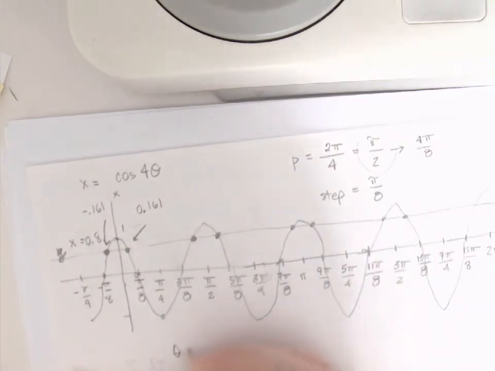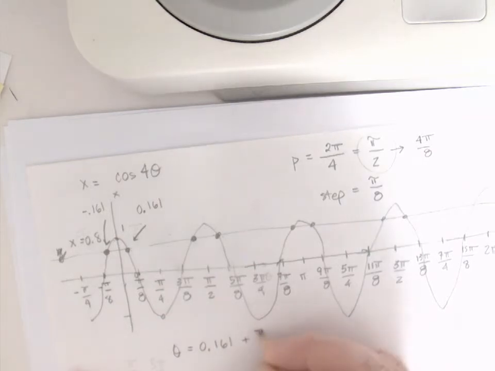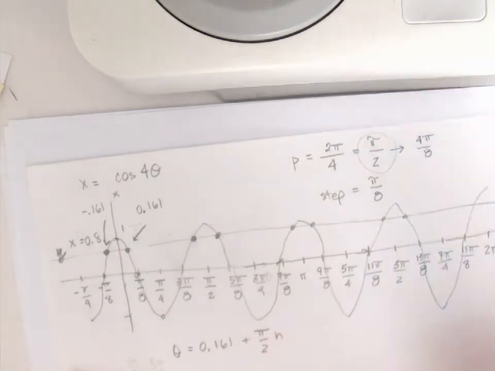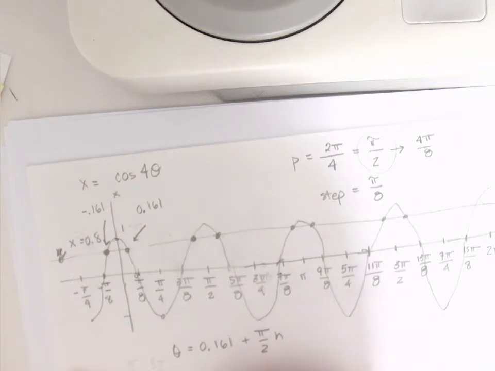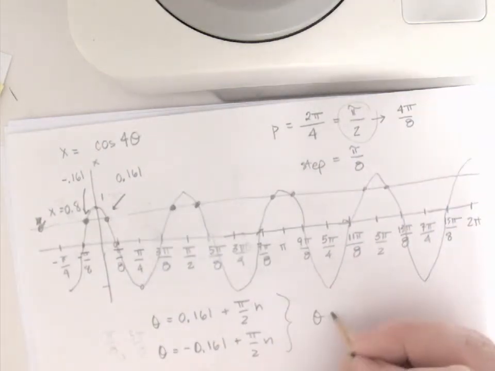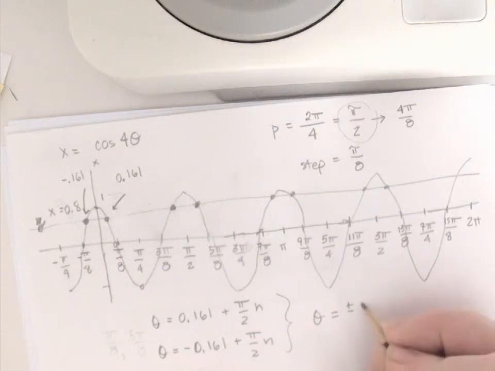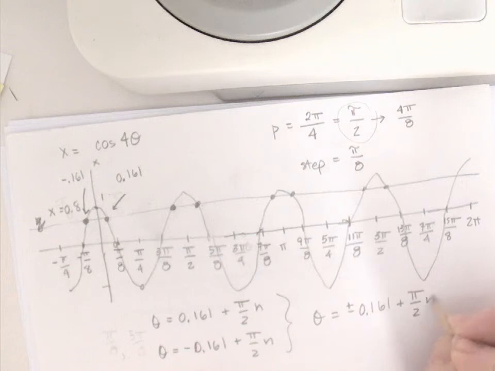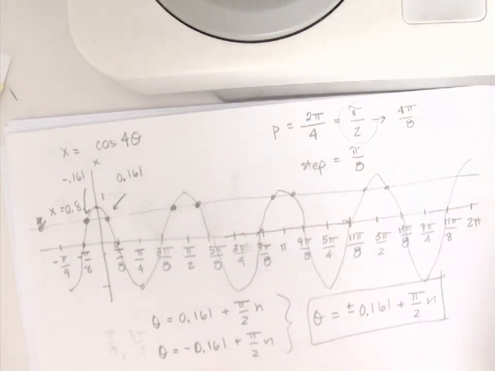So I could write all of my solutions like this. I could say theta is 0.161 plus pi over 2 n, or theta equals negative 0.161 plus pi over 2 n. Or if you're really feeling lazy, why not just say theta is plus or minus 0.161 plus pi over 2 n. And that would be fine.